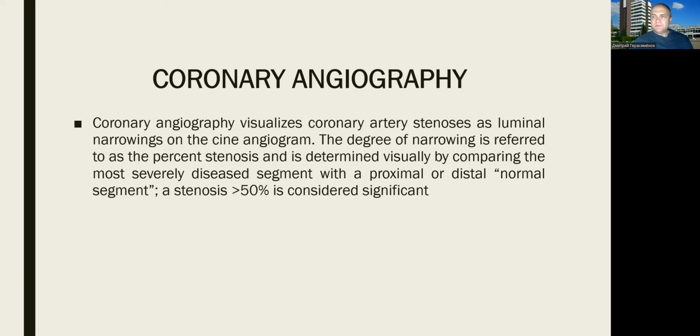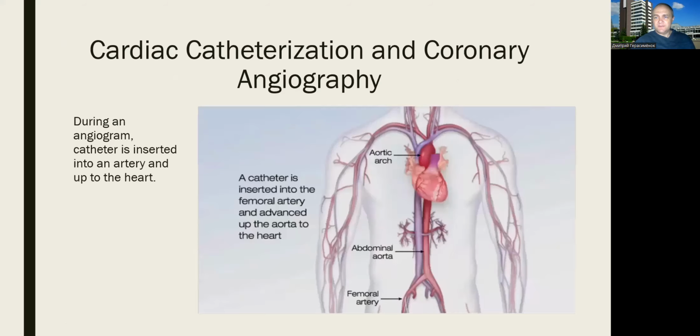Coronary angiography visualizes coronary artery stenosis as luminal narrowing on the cine angiogram. The degree of narrowing is referred to as the percent stenosis and is determined visually by comparing the most severely diseased segment with a proximal or distal normal segment. A stenosis above 50% is considered significant.